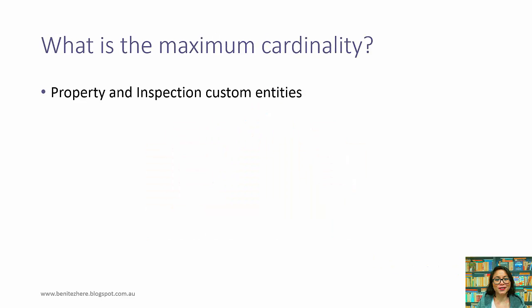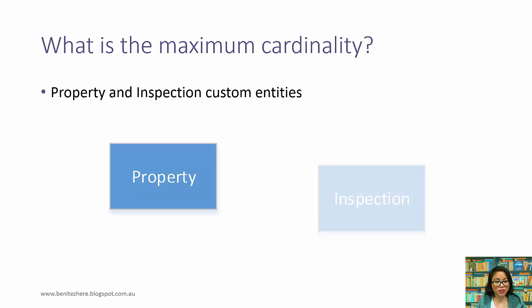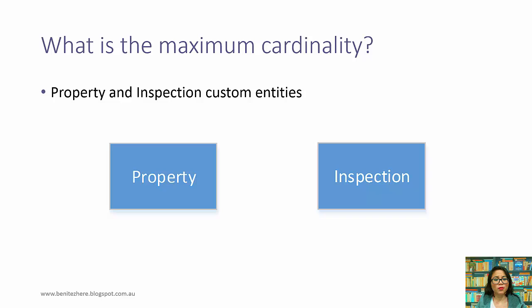Okay, so the first step in understanding entity relationship diagrams is: what is the maximum cardinality? What is the maximum rule? So taking the element of property and inspection, we know that these are two records that don't exist in CRM, so they need to be custom entities. The trick that Sean had taught me was to first lay them out. So you have property and you have an inspection custom entity. So a property can have many, yes, if you said many, then you're correct, can have many inspections, okay?